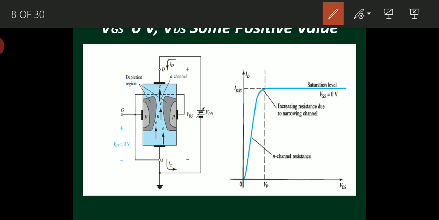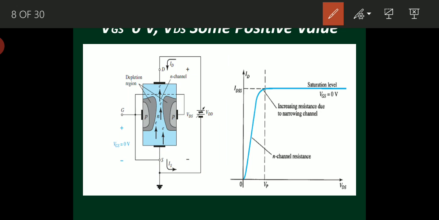As VDS is increased much more, more charge carriers will move from source terminal to drain terminal, resulting in more current flow in the device. So the depletion region near drain terminal increases and channel width decreases.